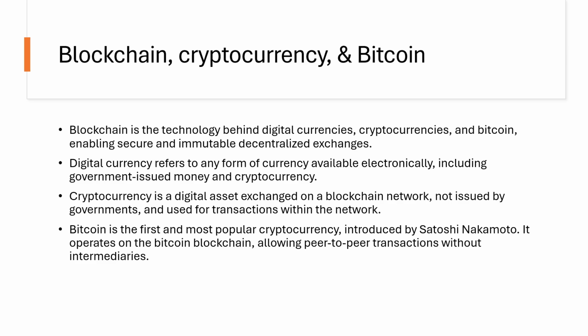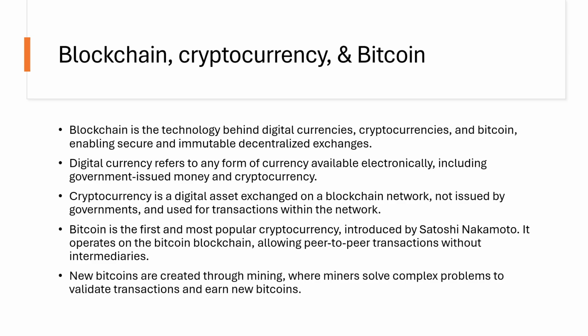Bitcoin is the first and most popular cryptocurrency introduced by Satoshi Nakamoto. It operates on the Bitcoin blockchain, allowing peer-to-peer transactions without intermediaries. New Bitcoins are created through mining, where miners solve complex problems to validate transactions and earn new Bitcoins.